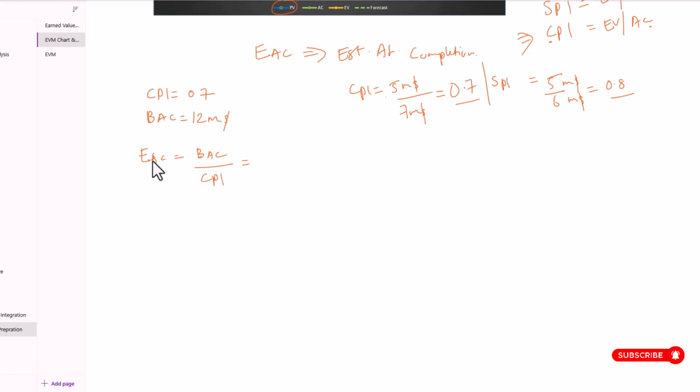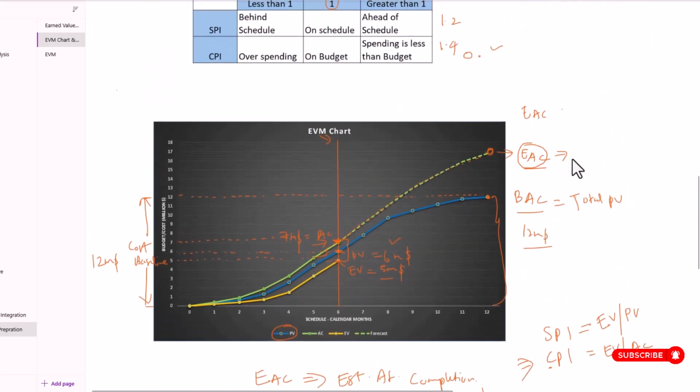When we do this, we get EAC value. In this case, it's $12 million. I'm going to divide this by 0.7. That's the current CPI value. Now, how much you're going to get here? Roughly, we get $17 million. Okay. So that's our EAC. Therefore, I'm going to put this number here. So if we are going to continue spending the money at this rate, the current CPI rate, then we would need $17 million to complete the project.